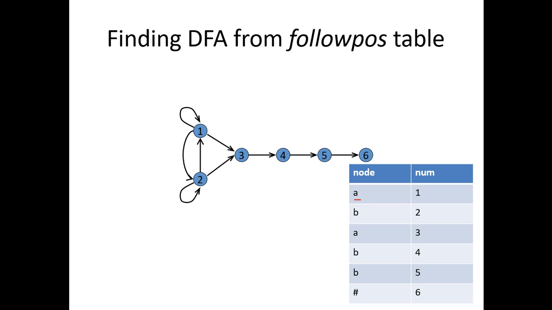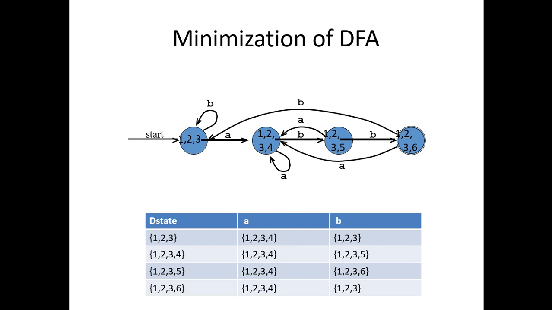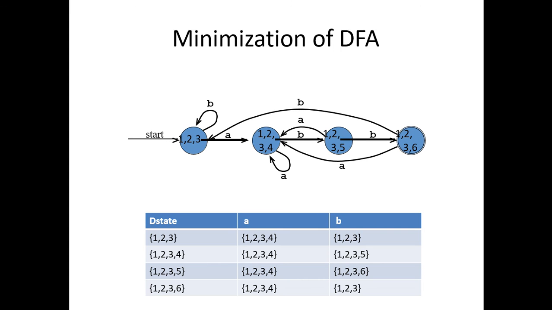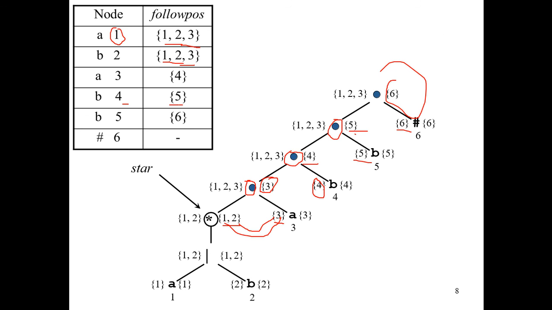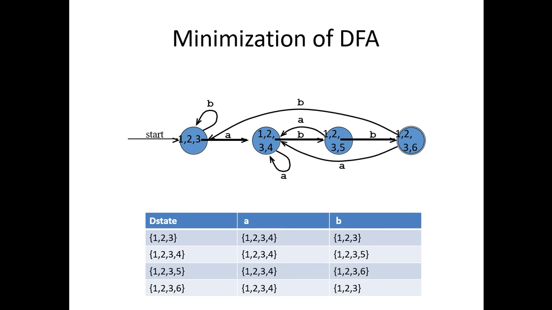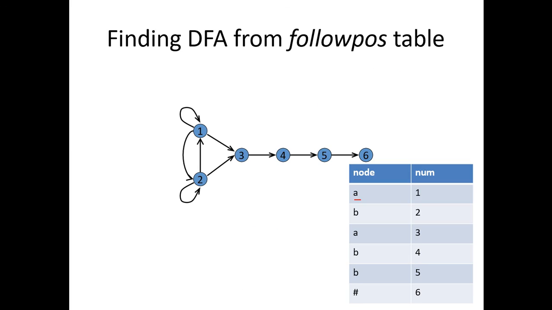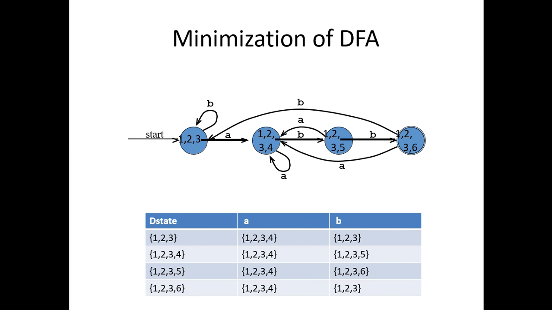Now we will form the DFA from these steps. For doing this, we will get the following DFA table. It is not the minimization of the DFA. We start with the firstpos of the topmost concatenation, that is 1 2 3. This will always be our initial state. So 1 2 3 will be our first value.